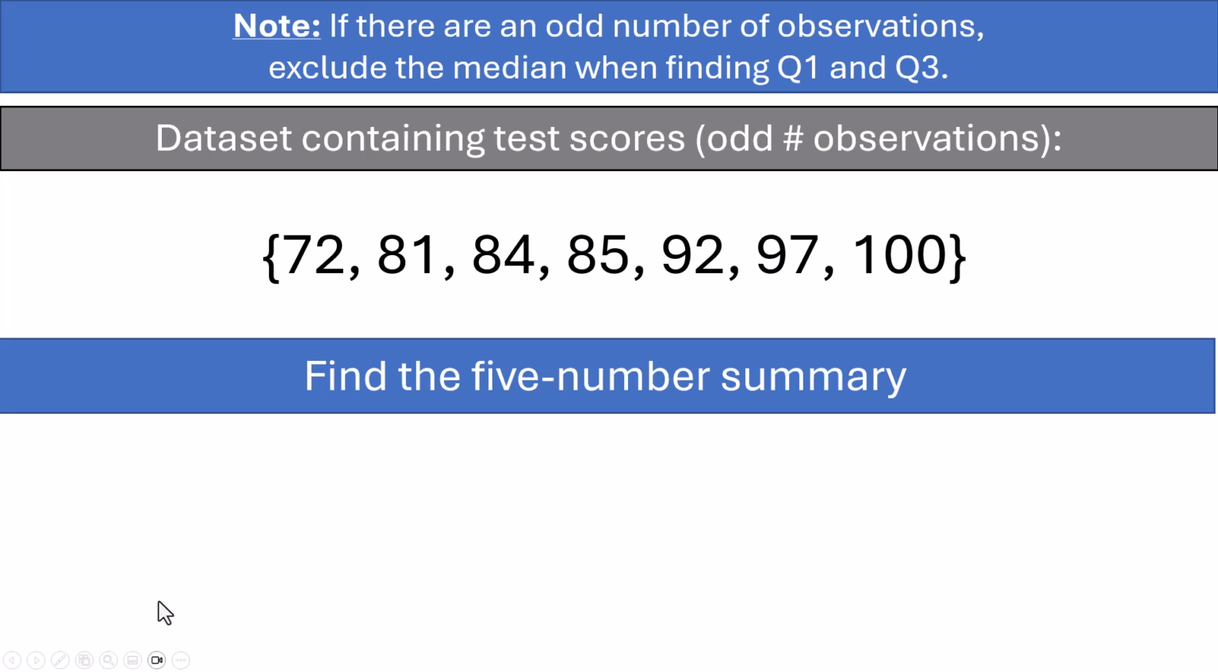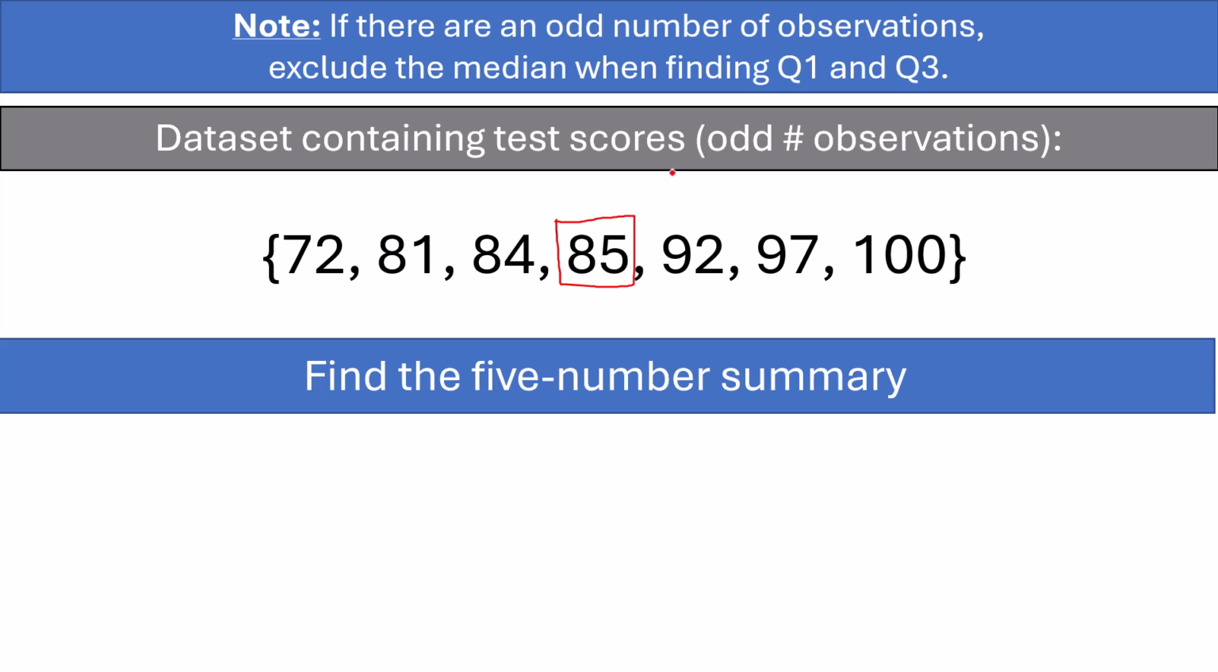So first, let's start by finding the median. Since we have an odd number of values, the median is going to be the single value in the middle of our dataset, which is going to be 85. Then, as the instructions say, if we are finding Q1 and Q3 when we have an odd number of observations, we should exclude the median when finding Q1 and Q3.